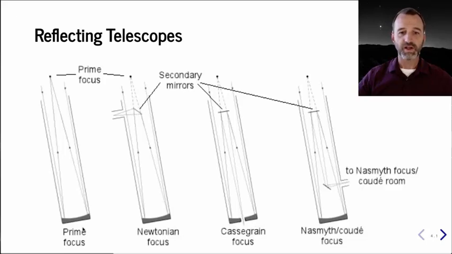And then what we want to do is have some figure on the mirror so that it makes rays converge and go to a focus. And that's where we put our eye or our detector or whatever we're using to measure the light. There are different variations we can do on a reflecting telescope. You can have the light come to a focus inside the tube like this, the prime focus. That's a very handy way to conduct observations.